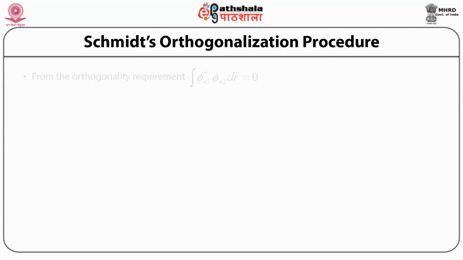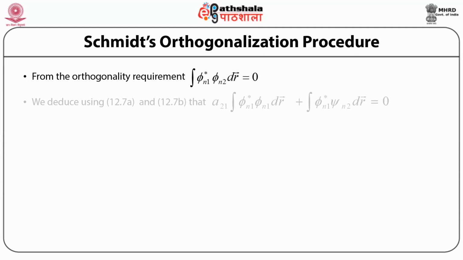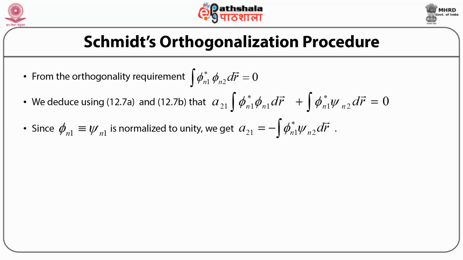From the orthogonality requirement, integral of phi n1 star phi n2 dr is equal to 0. We deduce using equations 7a and 7b that a21 times the integral of phi n1 star phi n1 dr plus the integral of phi n1 star psi n2 dr is equal to 0. Since phi n1 is equal to psi n1 is normalized to unity, we get a21 is equal to minus the integral of phi n1 star psi n2 dr.